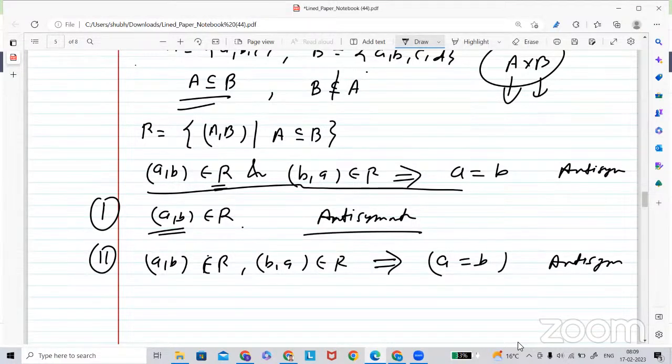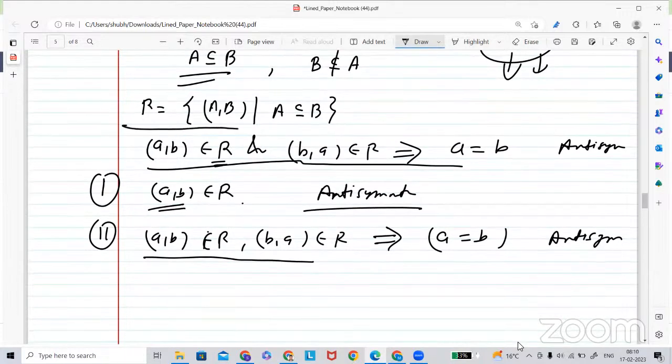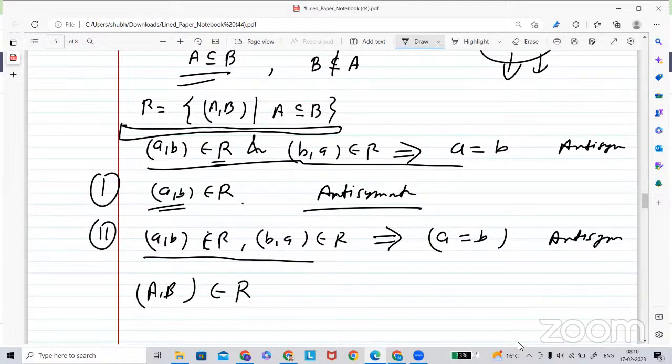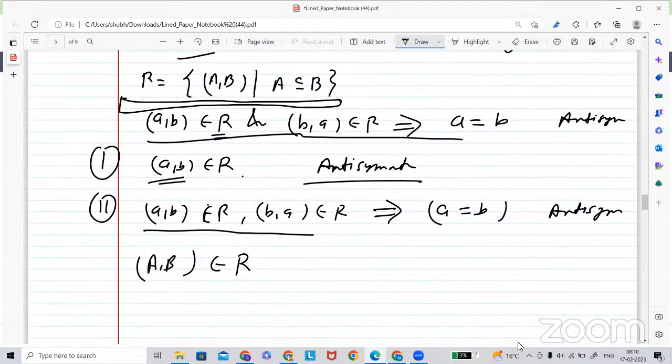Okay. And the second definition is true because, as the definition itself says, if AB is there and BA is there, it implies A equals B, then we will say it is antisymmetric. Now back to our question. It is already given that the pair AB belongs to R. Now think for the two cases. If only AB is there, it is going to be antisymmetric.